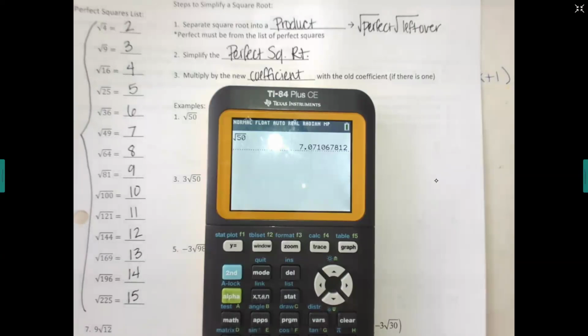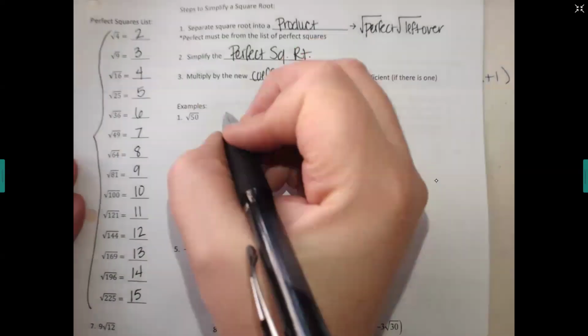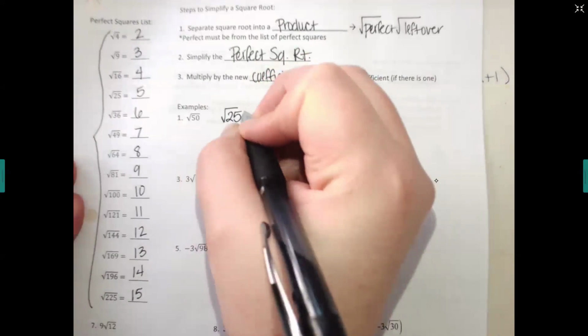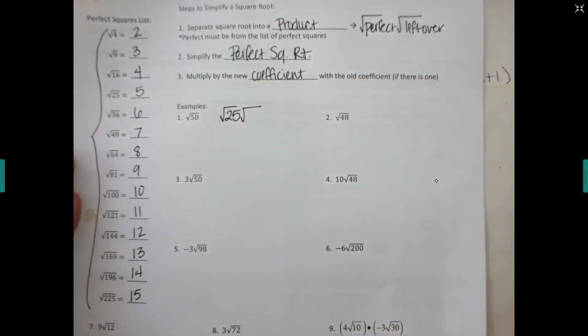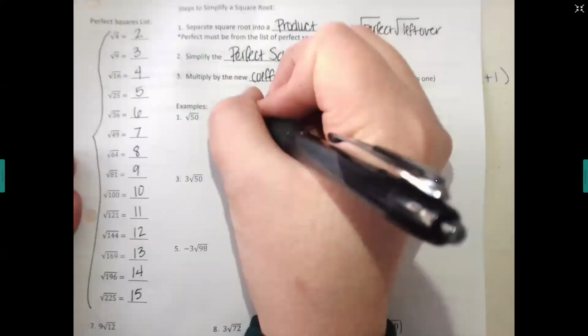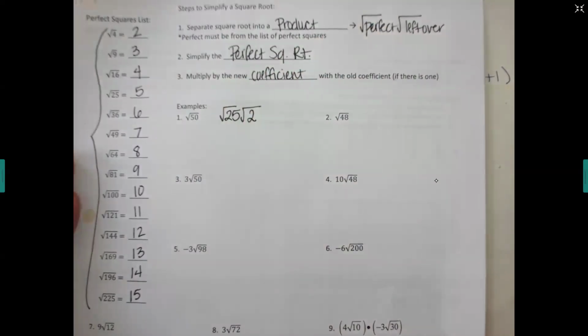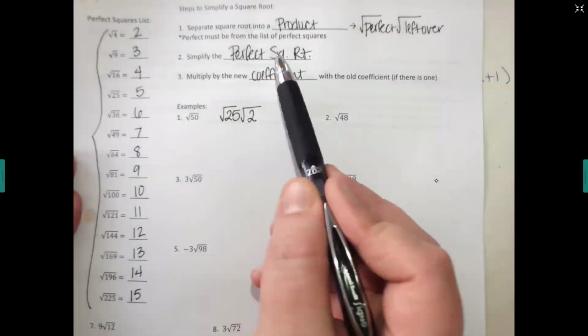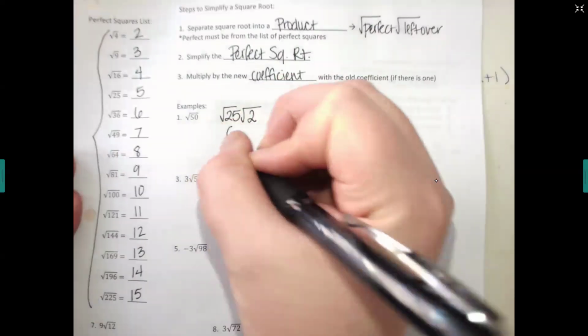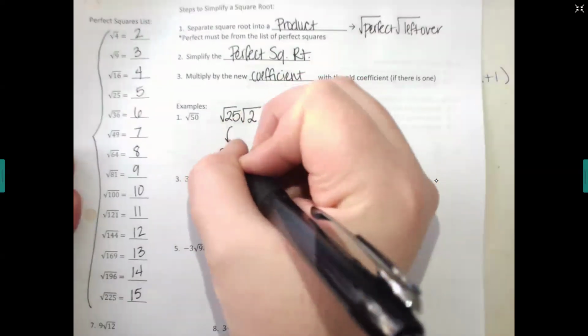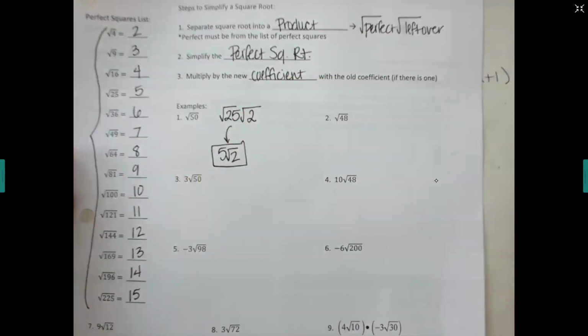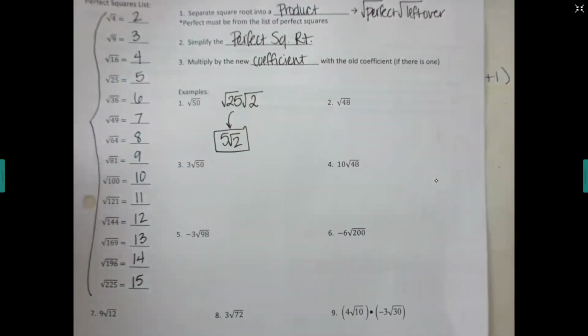49. Can it divide by 49? Can 50 divide by 36? What about 25? Yes. So you're going to write down 25 times whatever will keep it a 50. So what would 25 need to multiply to keep it 50? 2. Very good. Then from there, you're going to reduce the perfect square root. What is the square root of 25? 5. 5 root 2. Okay. All right, let's do number 2 right next to it.